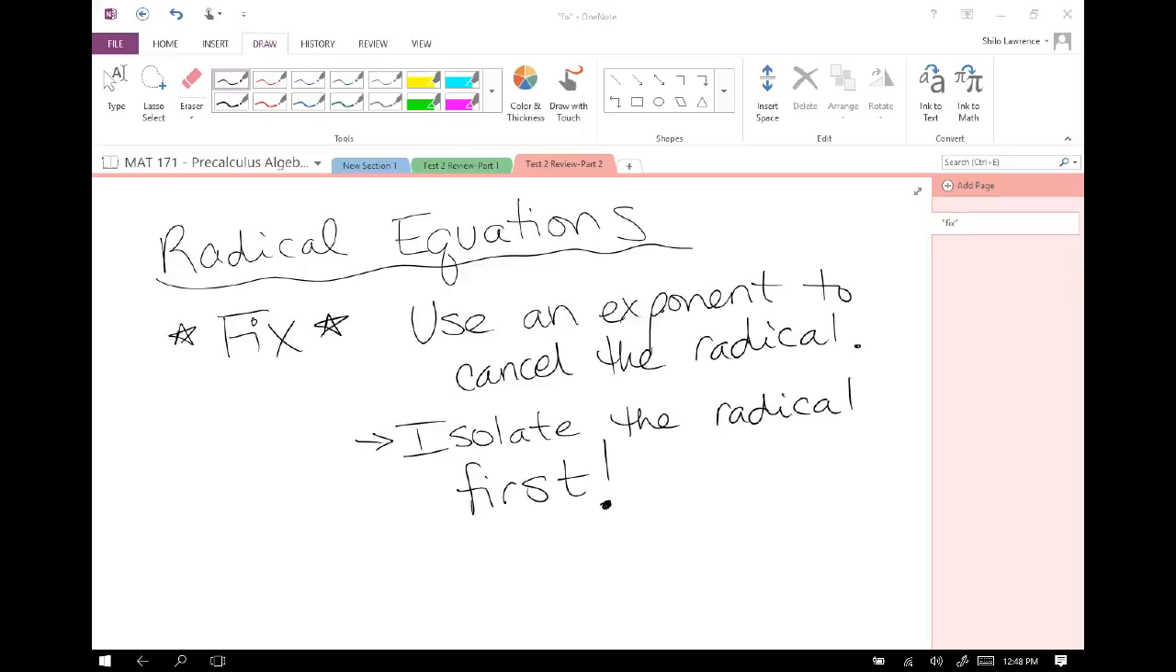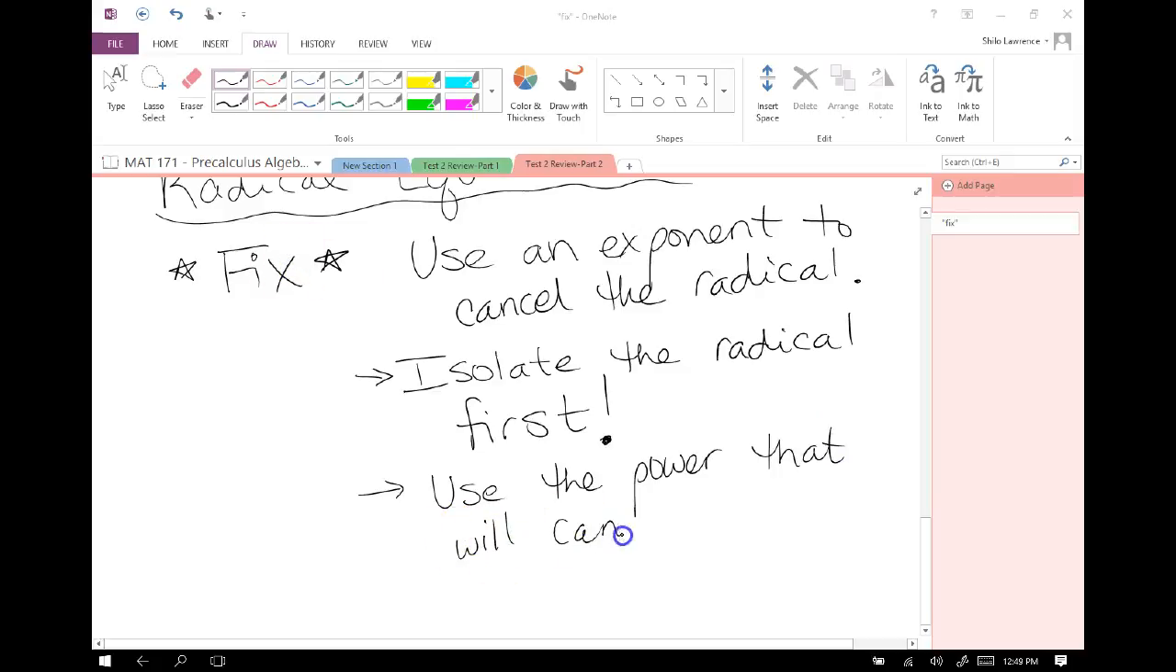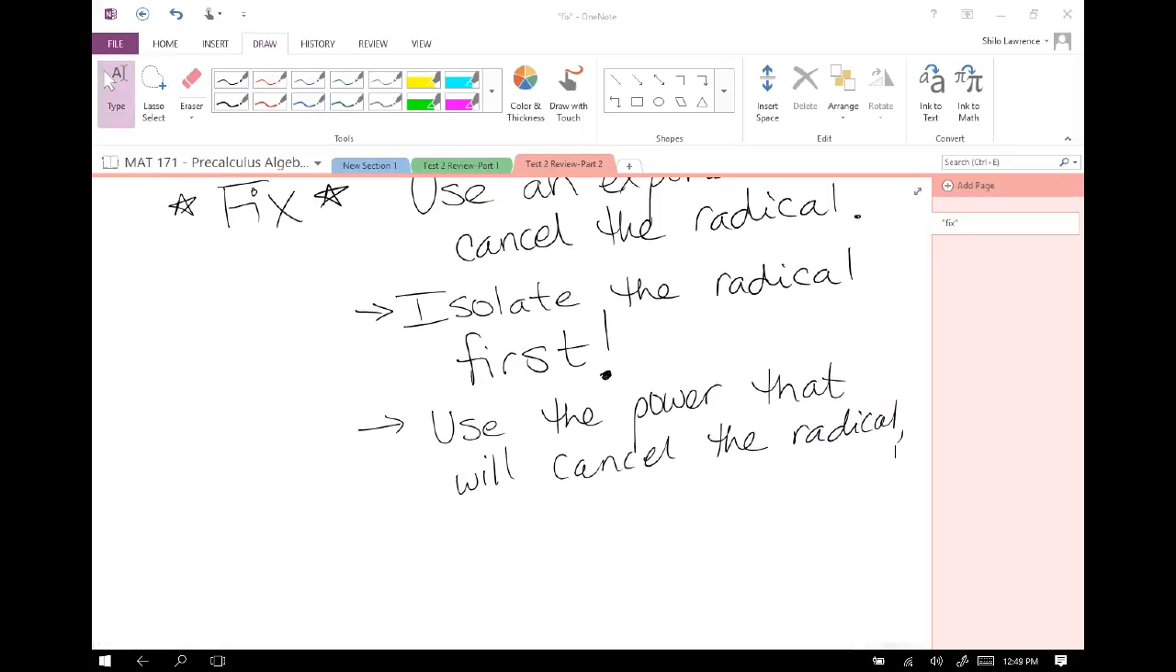So if our radical has any other terms on the same side, then we're going to have to do some FOILing, and we don't want to FOIL with a radical. If the radical is all by itself, when we put a power next to it, then the radical and the power can cancel. So isolate your radical first, and then use a power that will cancel the radical. And we use that power once on the left and once on the right.